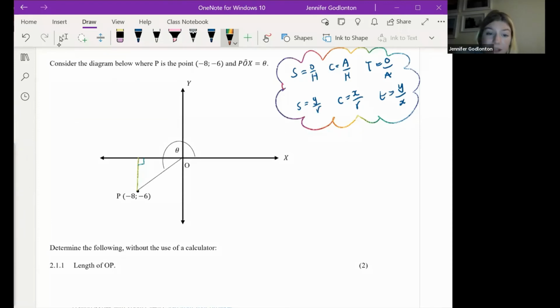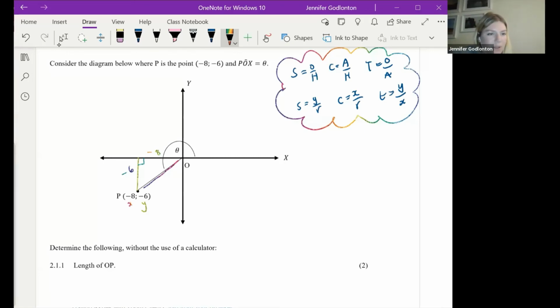Coordinates. So when I'm saying coordinates, I'm meaning these guys that are in the brackets. What is first and what is second? What is that -8? Ma'am, our -8 is x and -6 is y. Beautiful. -8 is x and -6 is y. That means that this is -8 and this is -6, and we are looking for that line over there. We are looking for our hypotenuse.